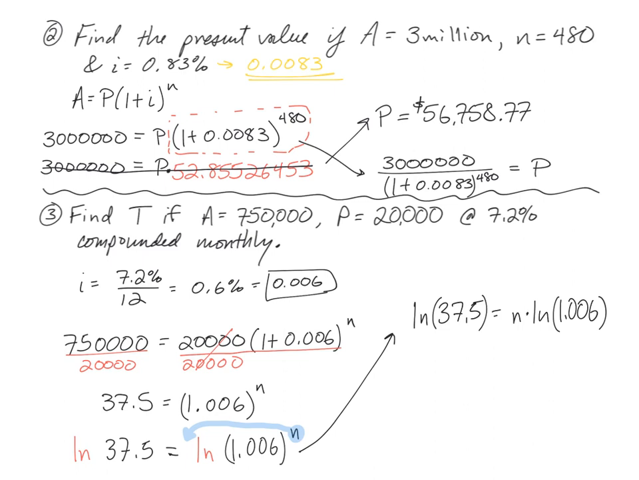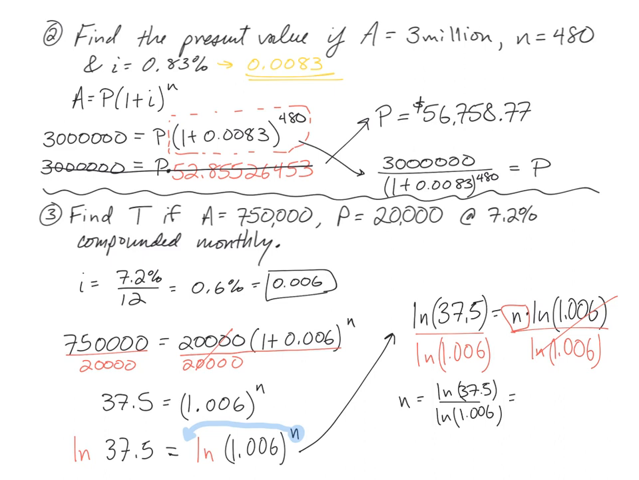All right. So lastly, if we're trying to solve for n here, all we have to do is then divide by natural log 1.006. Pretty simple. So now we have almost our final answer. We have n equals natural log of 37.5 divided by natural log of 1.006. And we can calculate that on a calculator to be 605.86718.